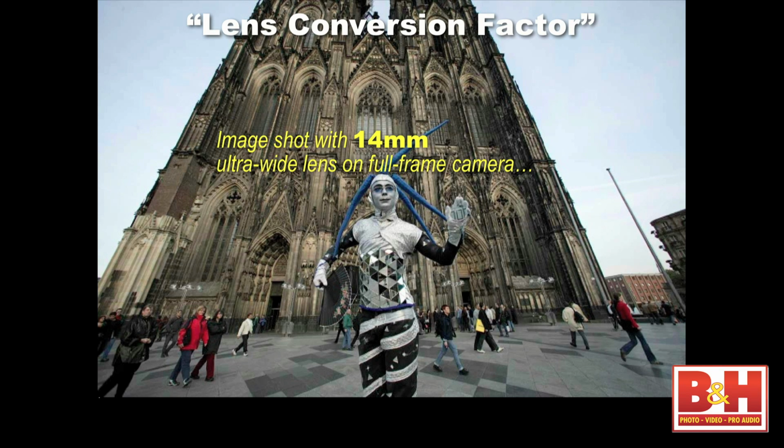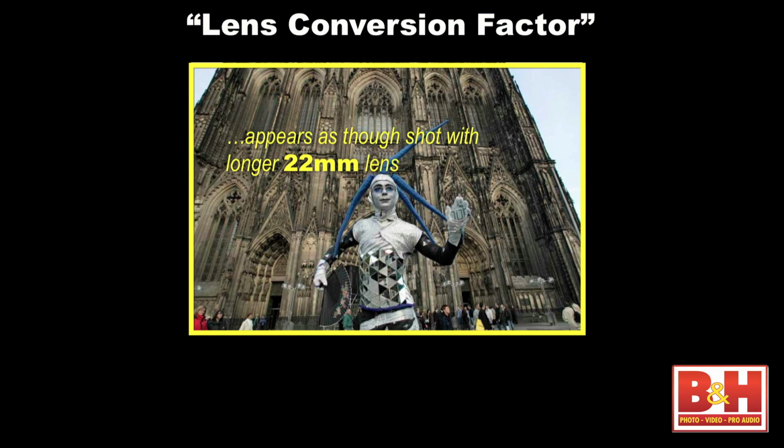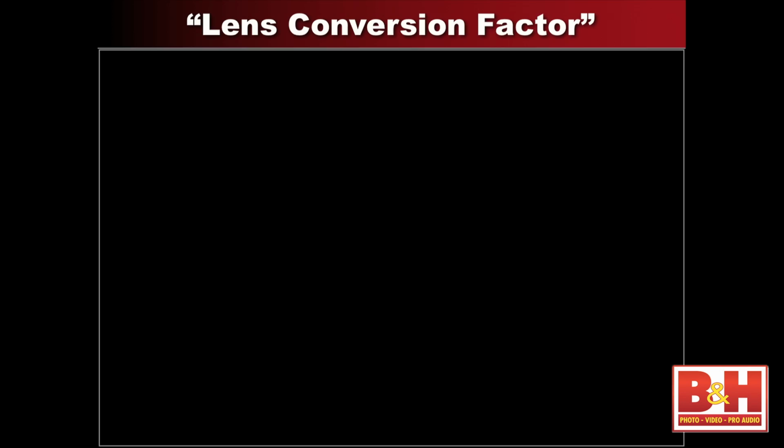If you take that same lens and you put it on one of those crop sensors, what you're going to do is crop that down to a smaller size. So this is the area you're going to get. It's not actually zooming in. You feel like you're zooming in on it, but what you're doing is changing the angle of view. So it actually acts more like a 22 millimeter on that full frame when you put that crop sensor on there. So you're going to lose some of the wide angle if you have a crop sensor.